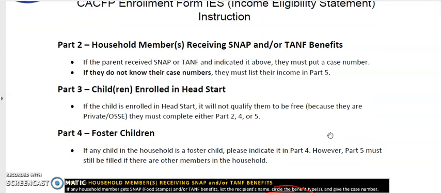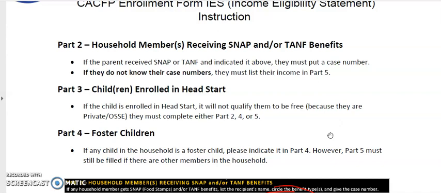Part 2, household members receiving SNAP and/or TANF benefits. If the parent receives SNAP or TANF and indicated it above, they must put a case number. If they do not know their case numbers, they must list their income in Part 5, which we'll go over in the next section. Part 3, children enrolled in Head Start.